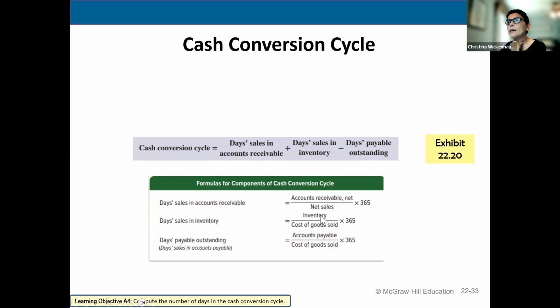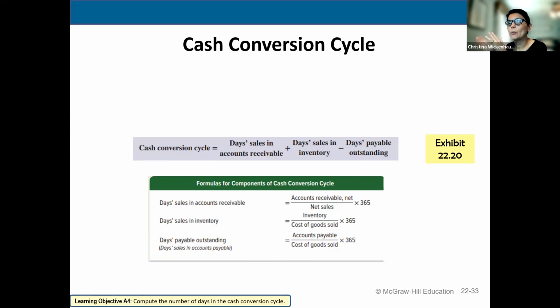To that, we're also going to add in our days sales in inventory. So we have purchased this inventory, and this is our cost of goods sold. When we divide those two and multiply by 365 days, it's going to tell us basically how many days it takes to sell that inventory. And then we're going to subtract out how long we take to actually pay, right? We want to collect in a short amount of time, but we want to pay back in the most time that we can take. So that'll tell us how quickly we can convert everything into cash.